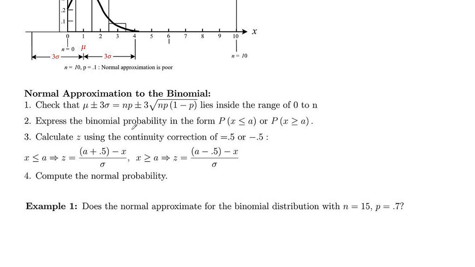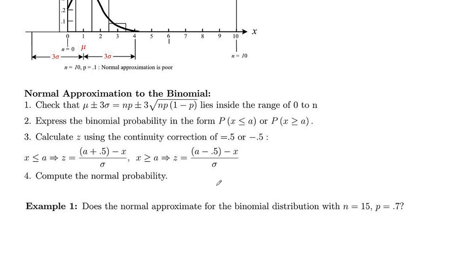So express your binomial probability then in the form x less than or equal to a or x greater than or equal to a, because remember binomial probabilities are for discrete, and so you want to write those in terms of less than or equal, greater than or equal. And then you calculate z-scores for cutoffs with what they call continuity correction. It's either going to be plus 0.5 or negative 0.5. You just sketch the distribution to see what's going on. And then you compute the z-scores for those corrections, and then compute your normal probability between your 2 z-scores.